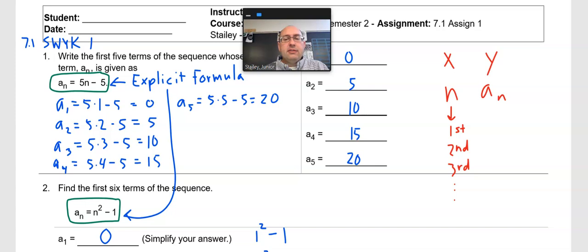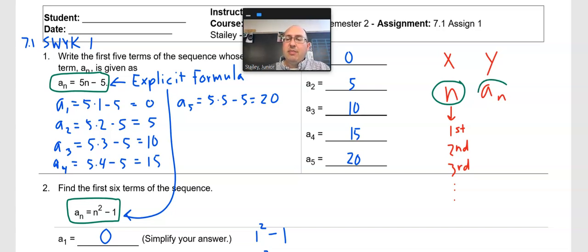Anyway, I want you to understand this notation. N represents the name of the term. So first term, second term, third term. There will be no 1.1th term. So there's not going to be any decimals or fractions in terms of the names of the terms. It's just first, second, third, fourth, fifth, sixth, seventh, eighth, ninth, so on.